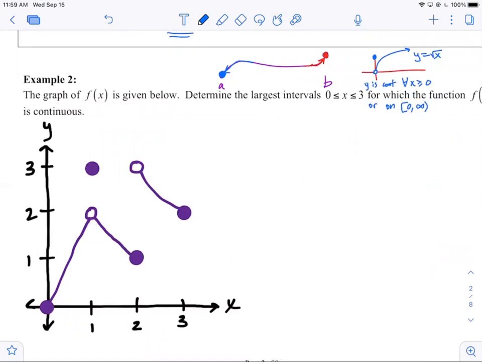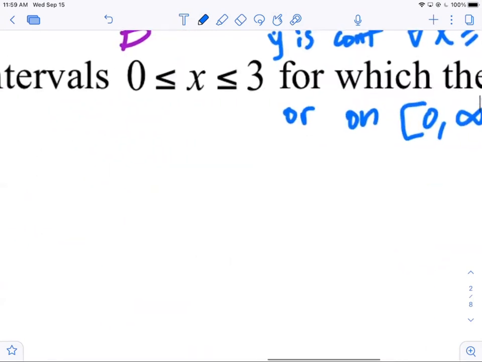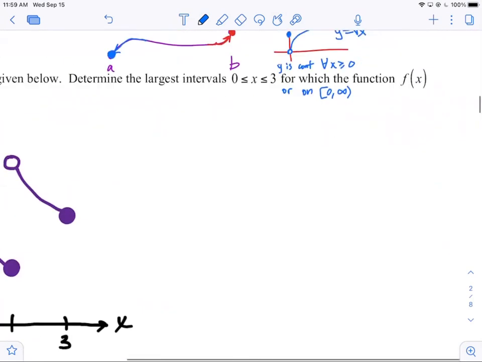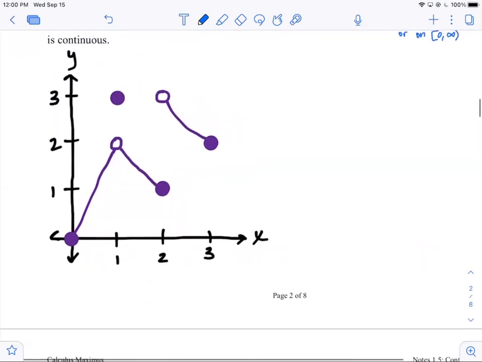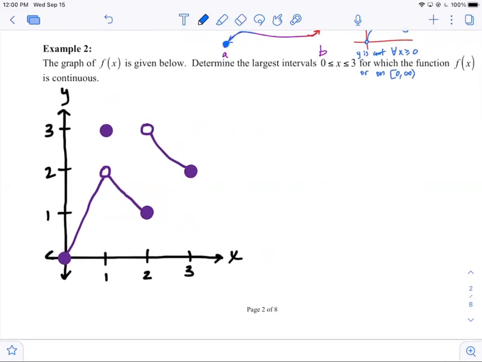We have a graph of f of x. So we're starting with our peepers here. Determine the largest intervals on the closed interval from 0 to 3 for which the function f is continuous. Okay, so we can't say that this function is continuous for all real numbers. Can't even say this function is continuous for all numbers between 1 and 3. But we can say this. You could say that f is continuous for x ∈. I like to do it when we have intervals.